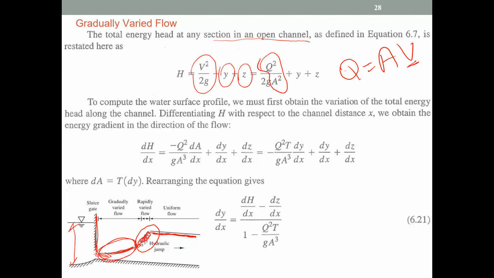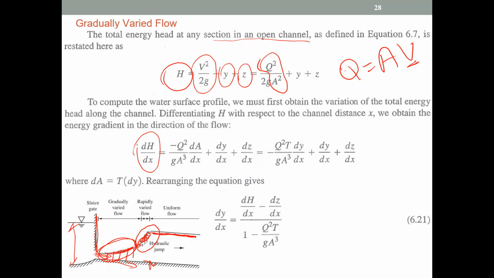Now what we do? To compute the water surface profile, what are we interested in? We need to find out this water surface profile, how it changes. So we must first obtain the variation of the total energy head along the channel. How the total head, that is H, changes along the channel, that is in the X direction. What we do? Simply take the derivative dH over dx.